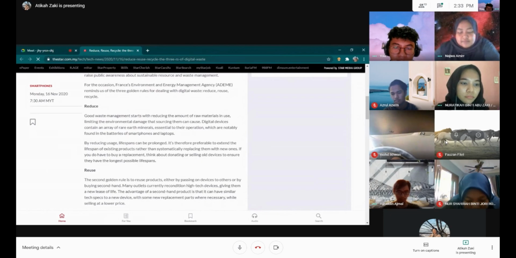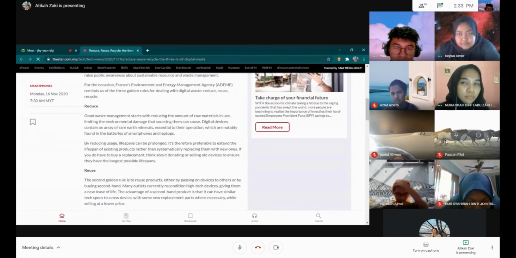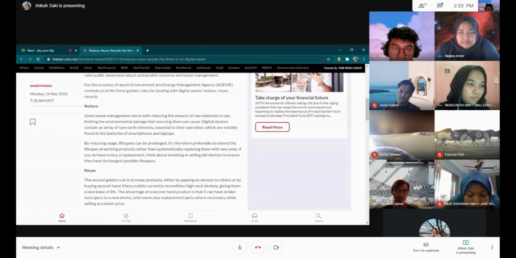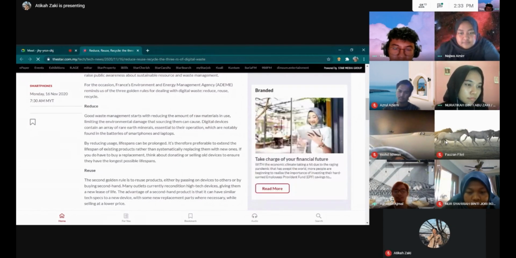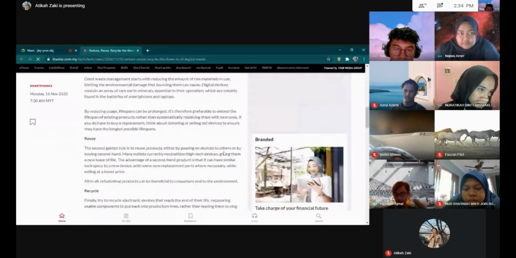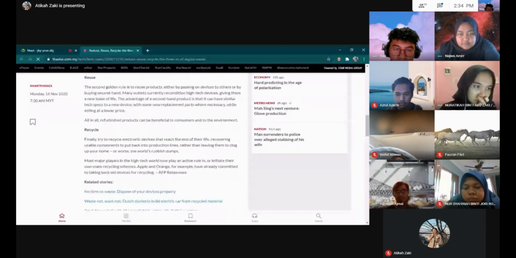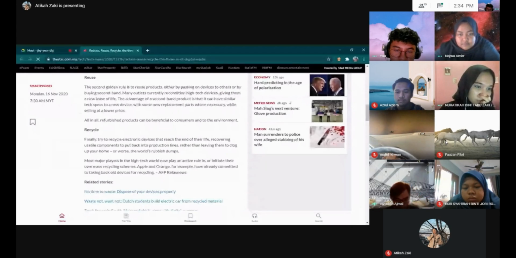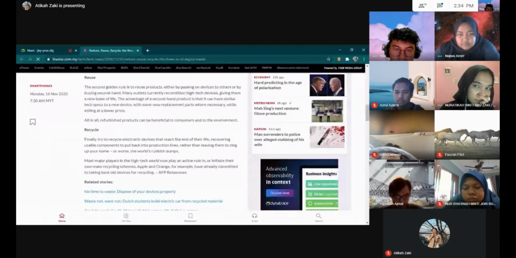Just quickly about the article. First is reduce, which means reduce the usage of the device or technology, and the second is reuse, which is second hand. And the last, the most important, is recycle, which is, if we do not use the device or the technology, we can recycle it as a usable component.